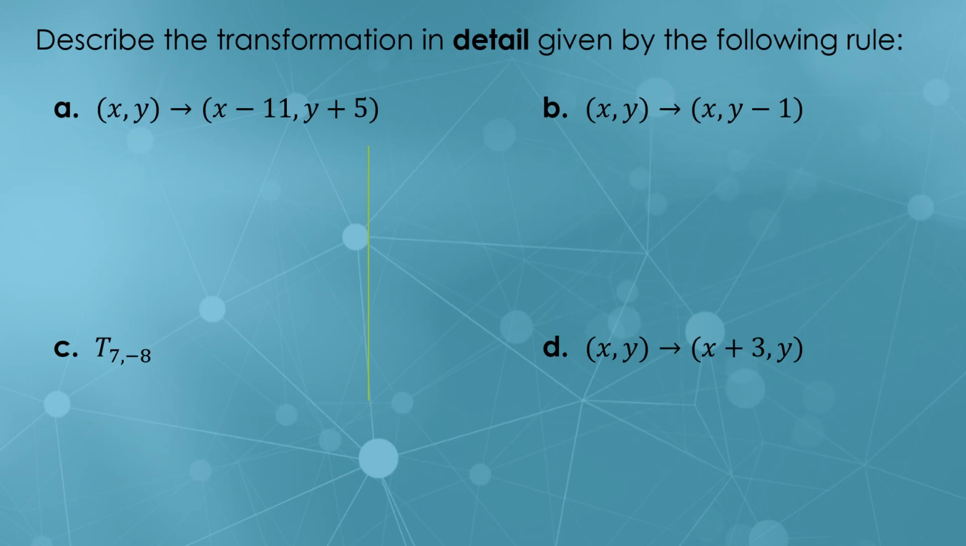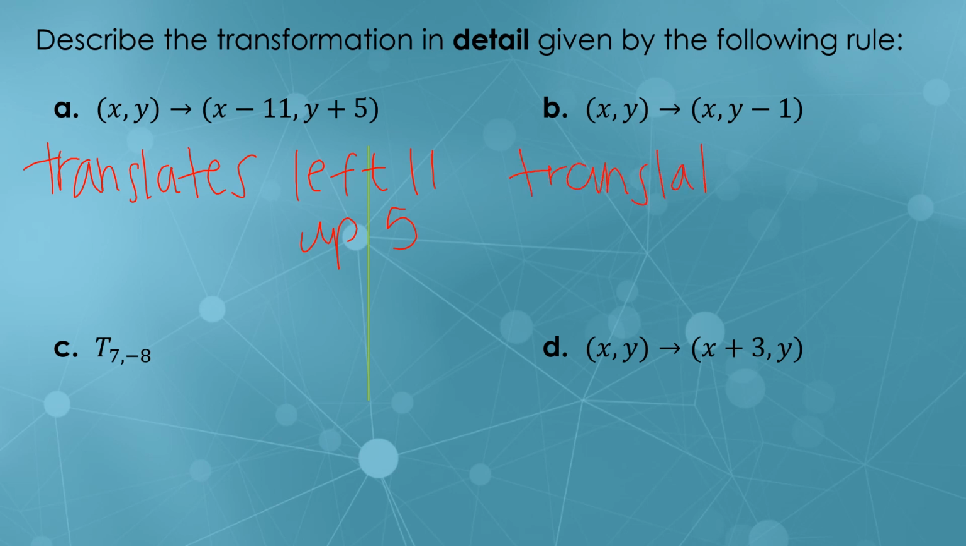Right, on here we're just going to describe what is happening. So for the first one, it is translating, and X minus 11 means left 11 because H is negative, and then Y plus 5, that's going to move it up 5. On B, another translation. Translations always have addition or subtraction in them. There is nothing on the H, so that means it's not going to horizontally shift at all. You don't need to say that. You can, but you don't need to. And Y minus 1 is going to make it go down 1.